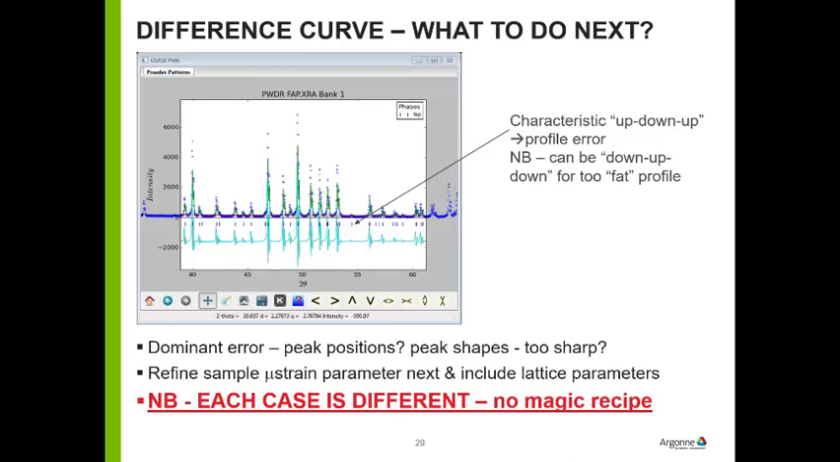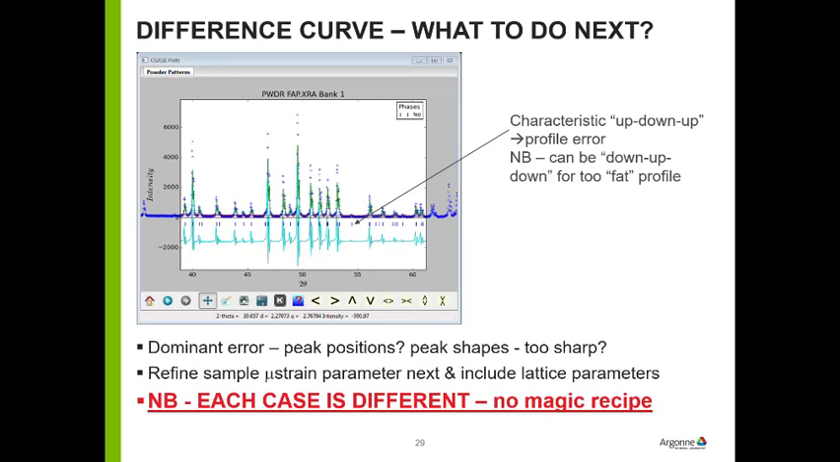Okay, so what do we do next with this? Well, if you look at this, it sort of has the signature of the second derivative, up, down, kind of thing. And so what's probably true is that the peak shapes are too sharp. So you need to vary something that affects the peak shapes, which is the sample probe.